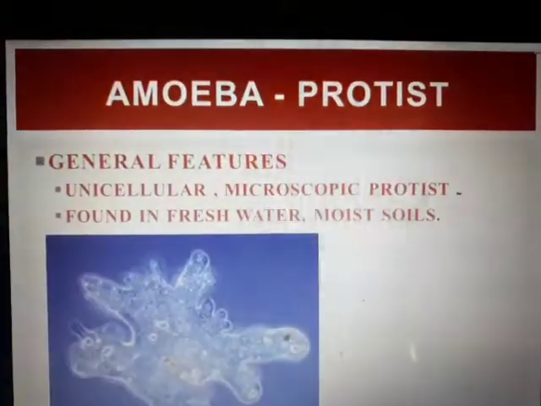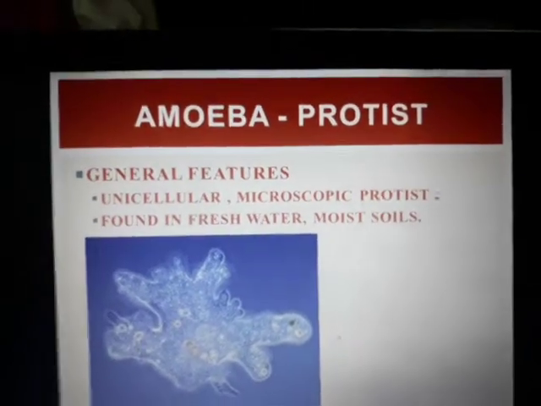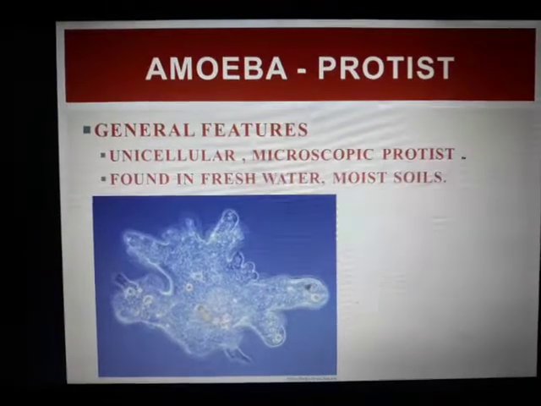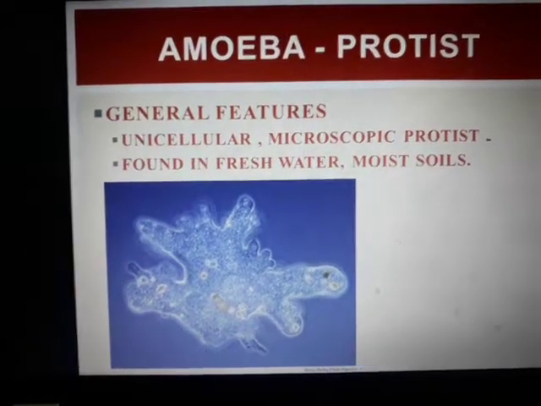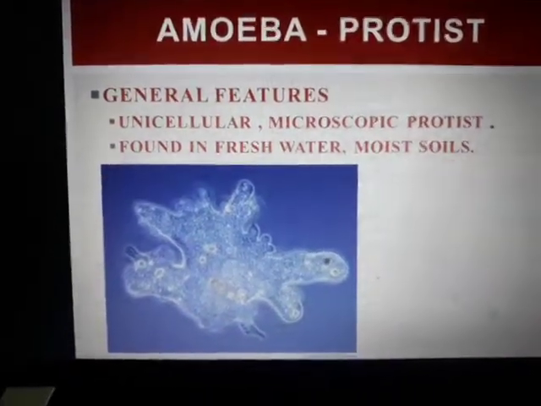Obviously we are studying all the organisms that fall under a certain kingdom, and then we have seen what is kingdom Monera. We have studied about bacteria till now. We are going to move ahead with our next kingdom, that is kingdom Protista, and we are going to study amoeba as an example. So here are the general features about it: it is a unicellular microscopic protist. It is found in fresh water and moist soils.